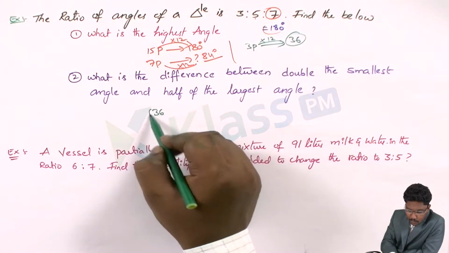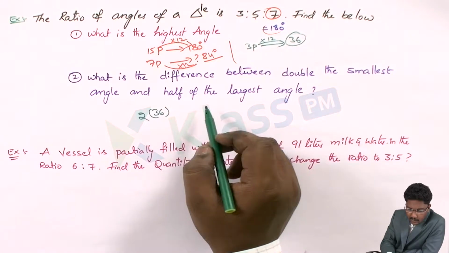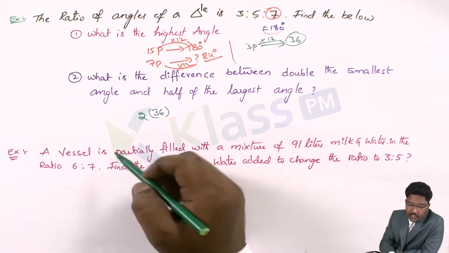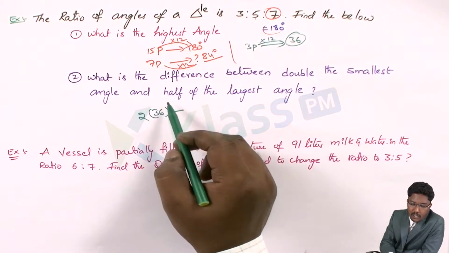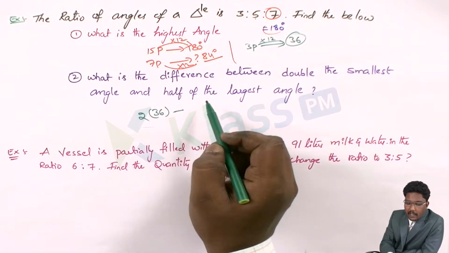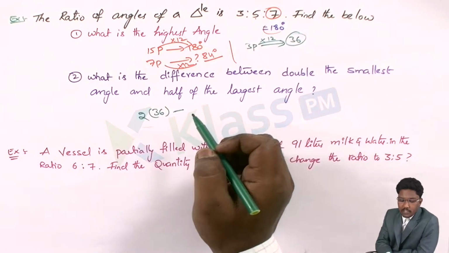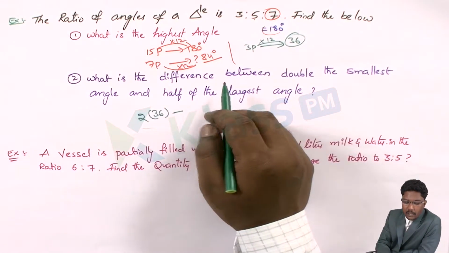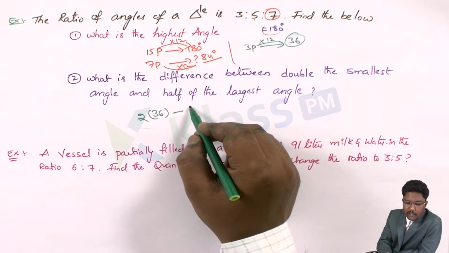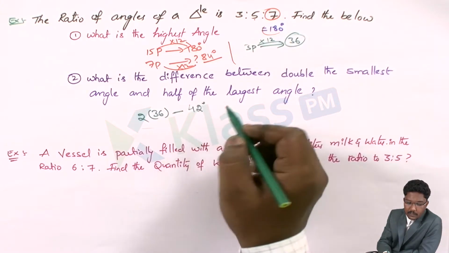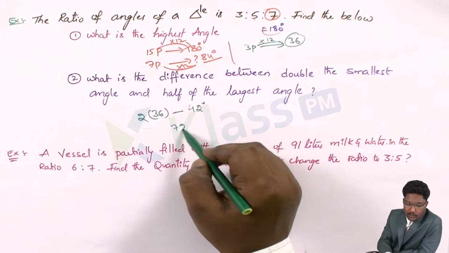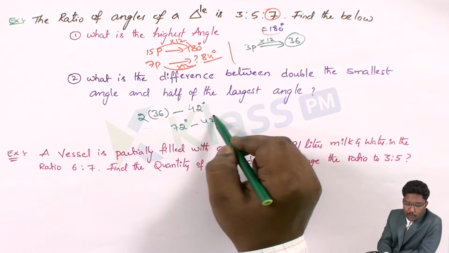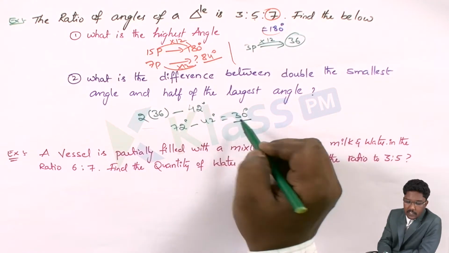So 36 is the smallest angle; we need double that, and half of the largest angle. What is the largest angle? 84 degrees. Half of 84 degrees is 42 degrees. Okay, 2 times 36 is 72 degrees, minus 42 degrees. What is the difference? 30 degrees.